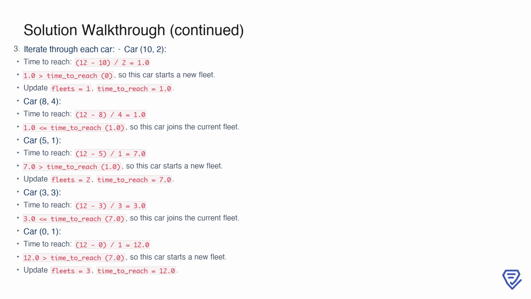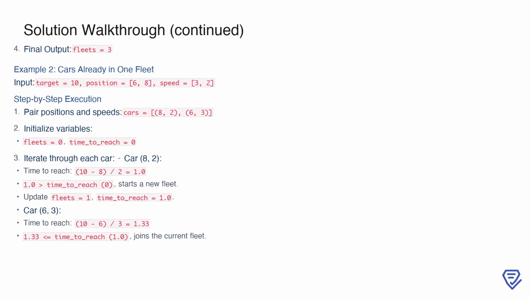The car at position 3 with speed 3 takes (12 - 3) / 3 = 3.0 hours. This time is less than or equal to the current time_to_reach, so it joins the existing fleet. Finally, the car at position 0 with speed 1 takes (12 - 0) / 1 = 12.0 hours, which is greater than the current time_to_reach of 7.0. This car forms a new fleet, bringing fleets to 3, and time_to_reach is updated to 12.0. After processing all cars, we determine that the total number of fleets is 3.